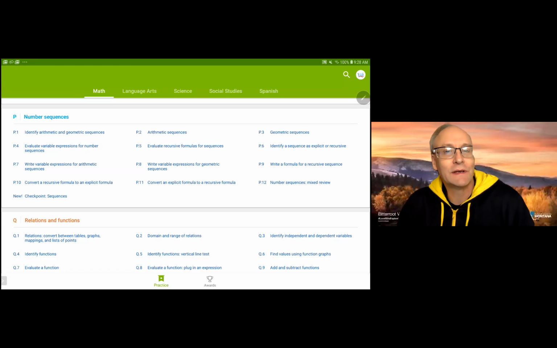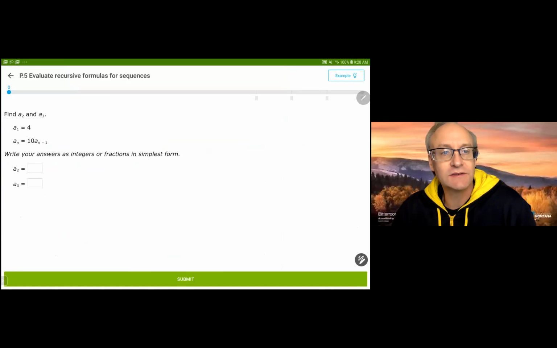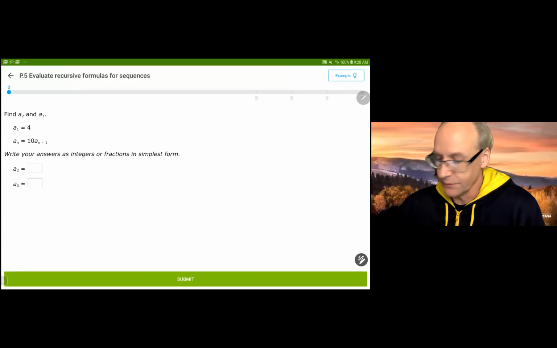Hi, everybody. We're doing P.5, which is evaluate recursive formulas for sequences. It's really scary looking, but they're really pretty simple. So I did preview it, so they're pretty easy to do. I just want you to understand what the notation means.